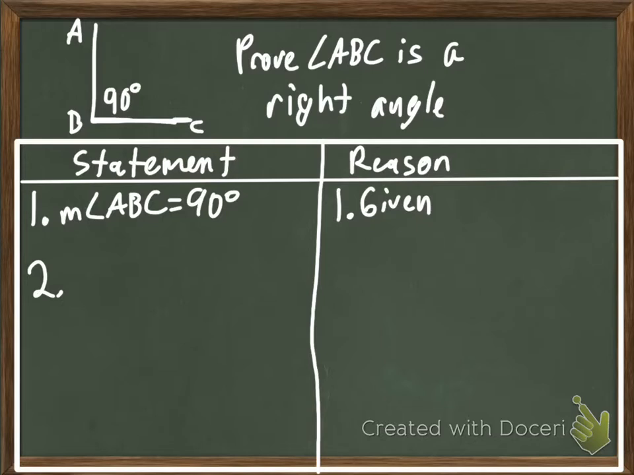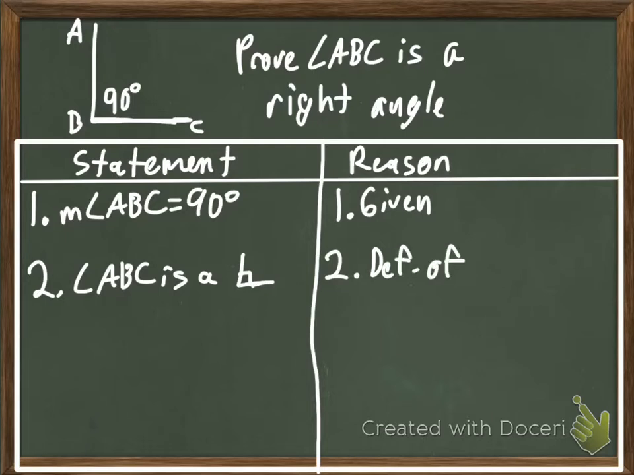So, measure of angle ABC equals 90 degrees. Well, I know that 90 degree angles are right angles, so now I can say that angle ABC is a right angle. And I'm going to use my little right angle indicator here to show that. The reason being, well, I know that by the definition of right angles, any angle that's 90 degrees is a right angle. So this is the definition of right angle. So definition of right angle. That is our reason.